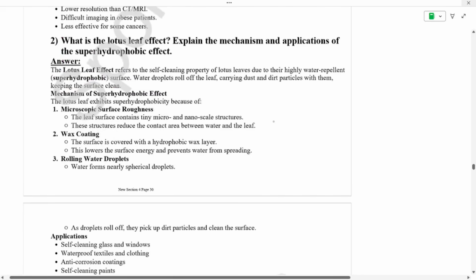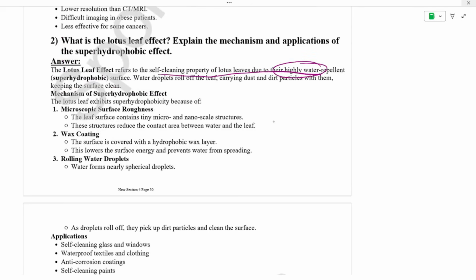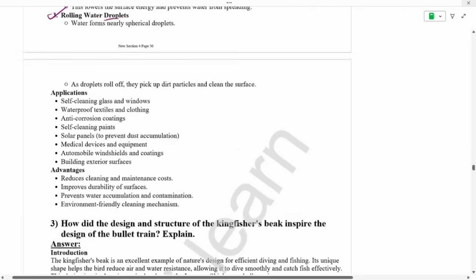Next is about the lotus leaf effect. It is nothing but the self-cleaning property of lotus leaves due to their highly water-repellent, that is super hydrophobic, surface, right? First it has microscopic surface roughness and a wax coating, with water droplets rolling through. Applications also you can see.